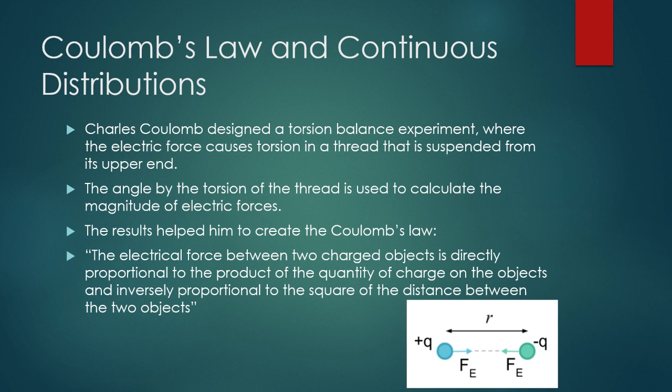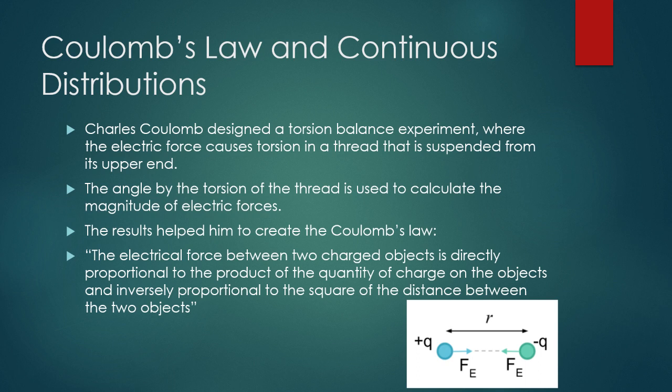Coulomb's law and continuous distributions. Charles Coulomb designed a torsion balance experiment where the electric force causes torsion in a thread that is suspended from its upper end. The angle of torsion of the thread is used to calculate the magnitude of electric forces. The result helped him to create Coulomb's law.